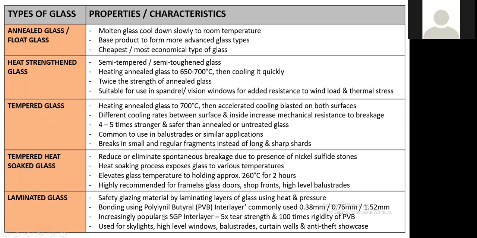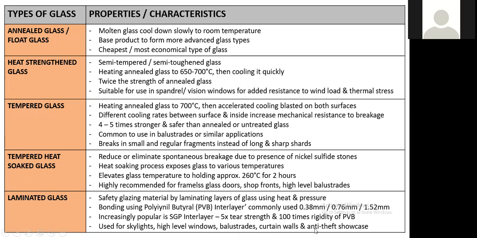I'm not sure about the price. I'm sure it's much more expensive, I mean, more expensive than PVB. It has 5 times the strength and 100 times the rigidity of PVB. So I think I'm not exposed to this yet. Maybe later on I can consult the glass supplier. Okay, so it can be used for skylights, high-level window balustrades also, and curtain walls.